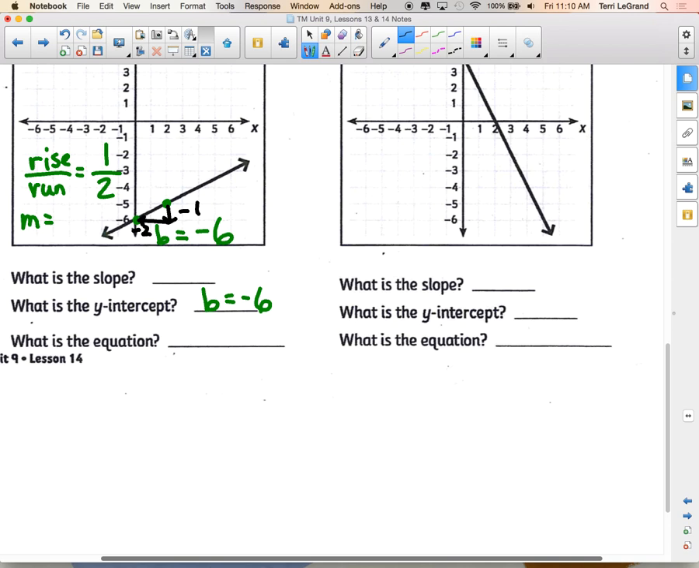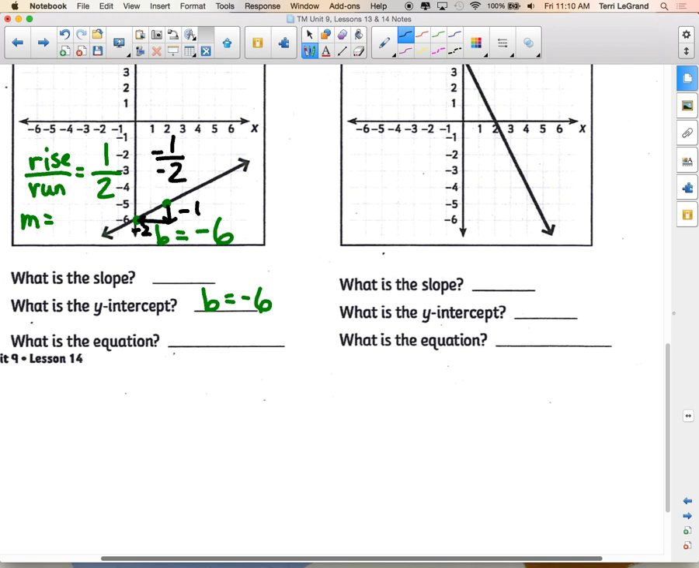So a -1 upstairs, and a -2 downstairs. I have a positive and a positive, you have a negative and a negative. It doesn't matter. What is the slope going to be? A negative divided by a negative is a positive, and a positive divided by a positive is a positive. So our slope is positive.